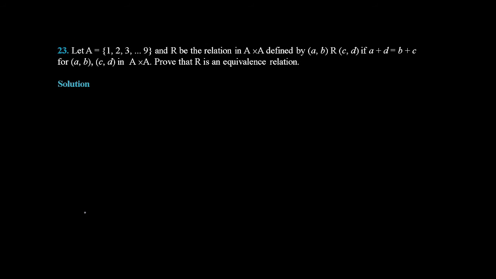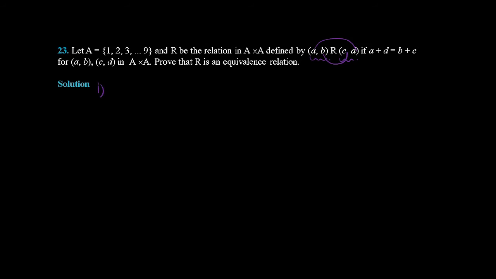So in the 23rd question, a set A is defined from 1 to 9 and R is a relation in A cross A defined by an ordered pair (a, b) is related with (c, d) if a plus d is equal to b plus c. Okay, so in this way the relation is defined. We have to prove that my relation is an equivalence relation. Okay, so for an equivalence relation what do we have to do? We have to show that it is reflexive, transitive and symmetric.